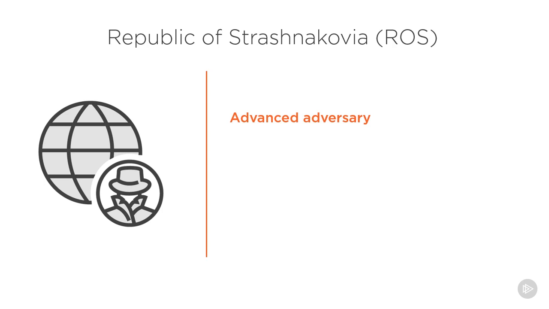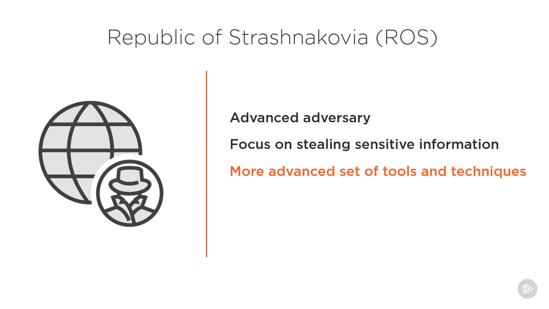Republic of Strashnakovia, ROS for short, is our vision for an advanced adversary. This group is focused on stealing sensitive information such as trade secrets and intellectual property. They leverage a more advanced set of tools and techniques, such as a covert mode of operation to avoid detection, and legitimate tools to carry out their malicious intent.